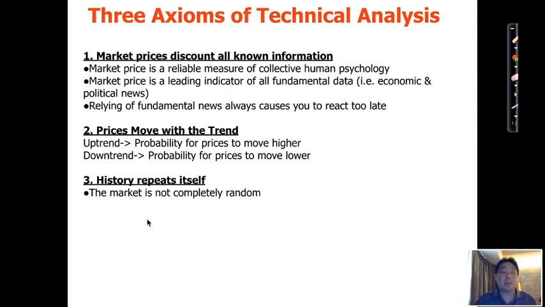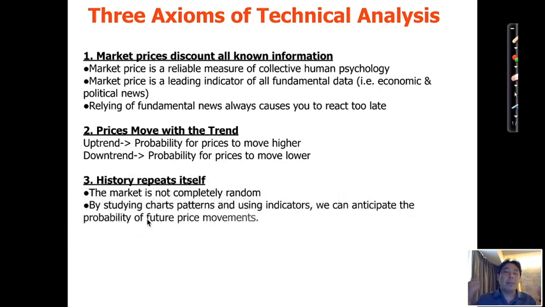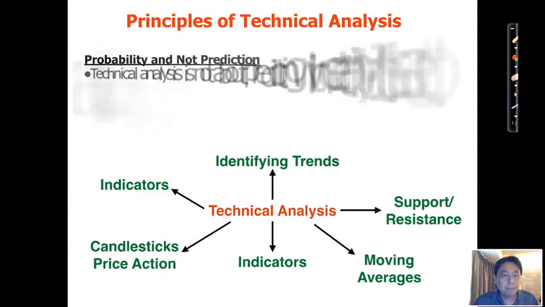Next, history repeats itself, okay? Now again, in the short term, prices are often random in nature, okay? But at times, it is not completely random. There are certain repeatable patterns you can recognize and exploit. So by studying chart patterns and indicators, we can anticipate probability of future price movements by virtue of the fact that certain price patterns repeat themselves. And that is the study of technical analysis.